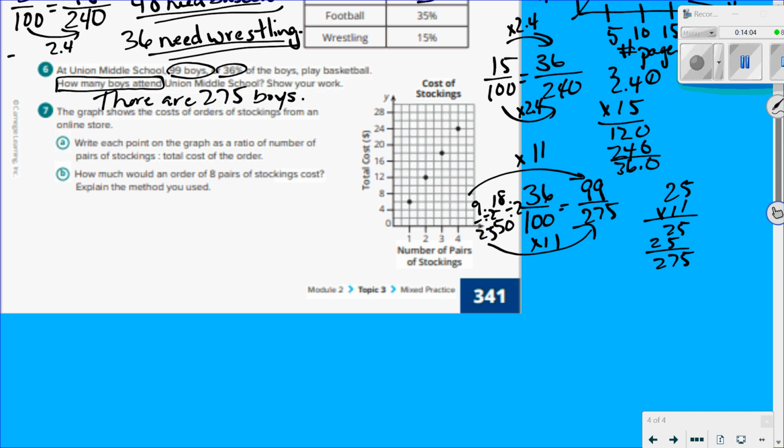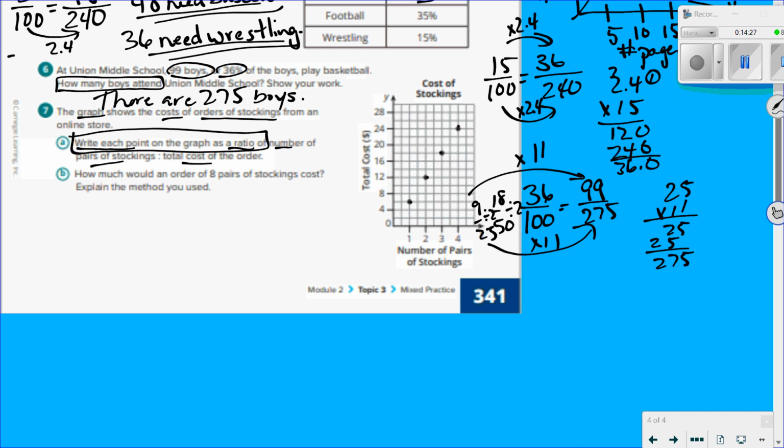Okay, our last one on this page. The graph shows the cost of ordering stockings from an online store. Write each point as a ratio. So I'm doing a ratio, number of stockings to total cost. You must pay attention to the order they told you. They gave us 4 data points. That means I should have 4 answers.